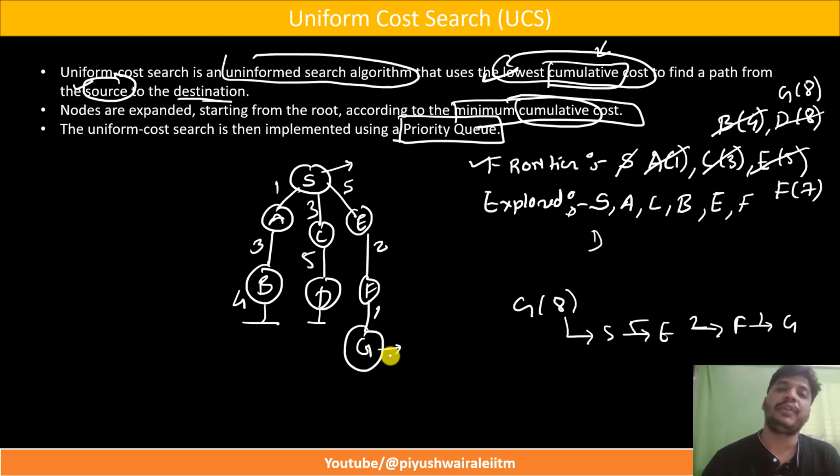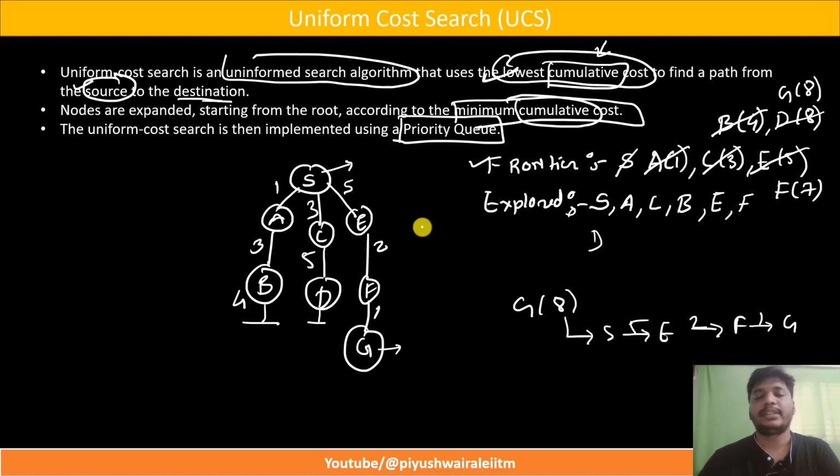Because there can be multiple ways to reach a particular goal, and we want the one having the minimum cost. So we'll discuss that with one example also. Don't worry about it. Okay. So I hope you understand this particular example. One important point to note is that we have to consider the lowest cumulative cost here, right?